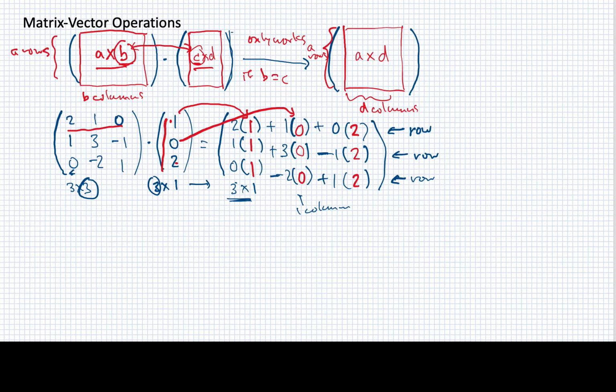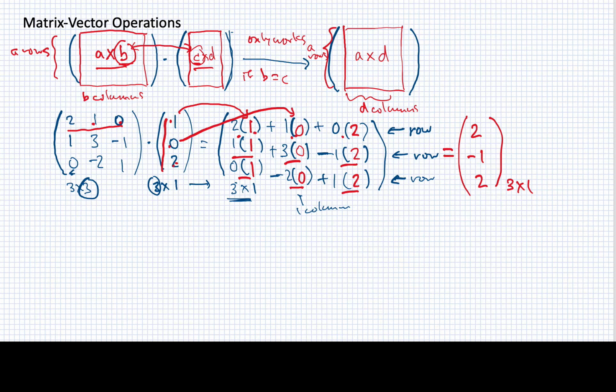So 2 times 1 plus 1 times 0 plus 0 times 2. When I evaluate all of this, I'll get 2 plus 0 plus 0, or 2. Down here I'll get 1 plus 0 minus 2, so negative 1. And here I'll get 0 minus 0 plus 2. So the result of my multiplication of these 2 matrices is this new 3 by 1 matrix, which is their product.